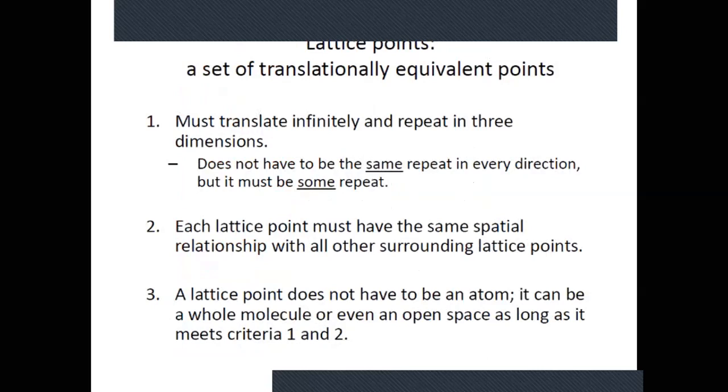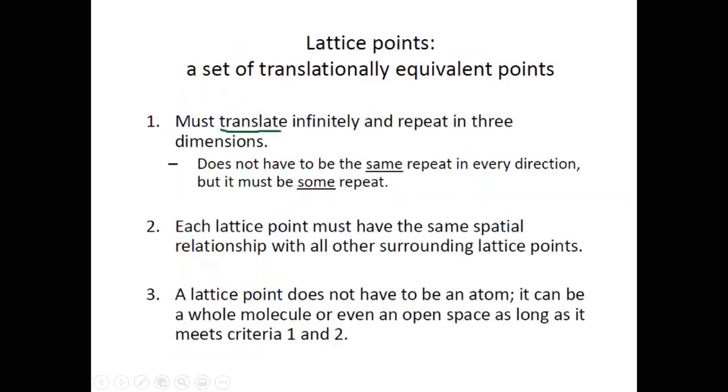So there are some rules for lattice points. The first one is it has to translate infinitely and be repeated. So translates means the only difference between one lattice point and another is that it's been moved 1 unit either in the X, Y, or Z position. And it has to have something that is repeated throughout the crystal. And then, as we'll see in a second, each lattice point must have the same spatial relationship with all the other surrounding lattice points. And we'll look at some examples of what that means in just a second.